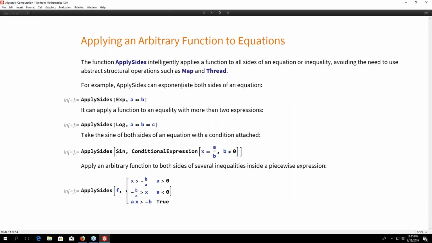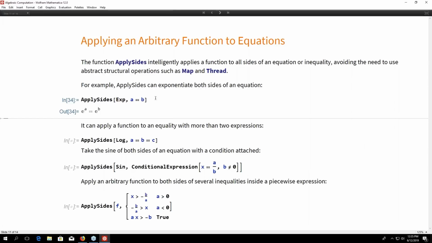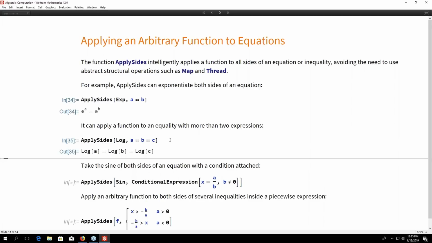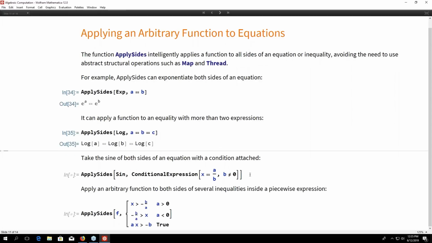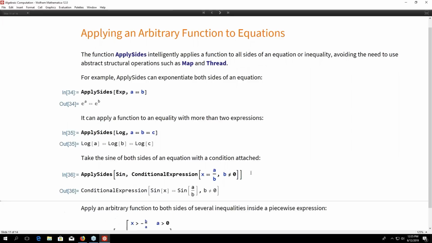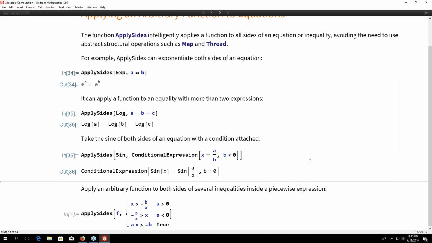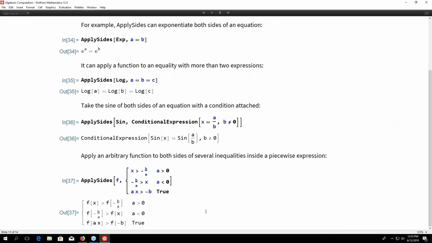And one more function from this class is ApplySides. This one is a purely structural function, so it just applies the same function to both sides of equations, and that doesn't really mean that the equation we derive this way is true. That's just a structural operation. For instance, we can here apply sides to an equation inside a conditional expression, or we can apply a function to each inequality in a piecewise function.